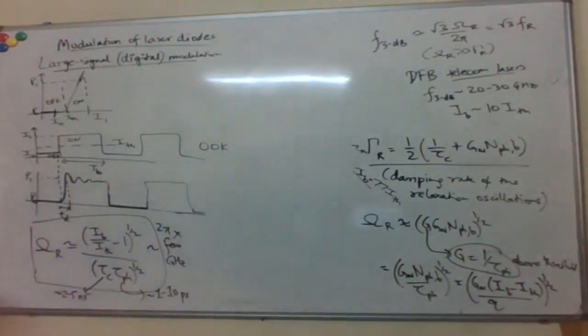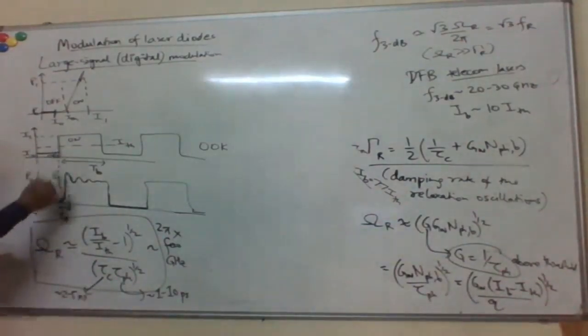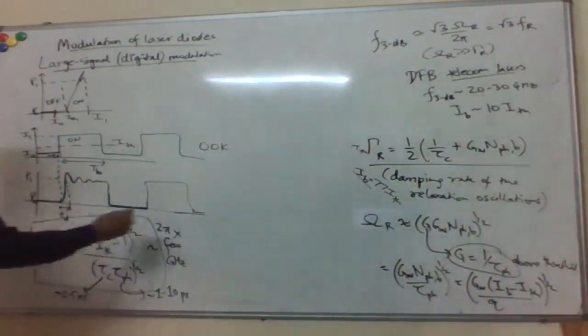Okay, so one can estimate, right? What is happening is that the carrier and the photon number are coupled to each other, and they take some time to build up, and then they also undergo these oscillations because they're coupled to each other. So this delay time.